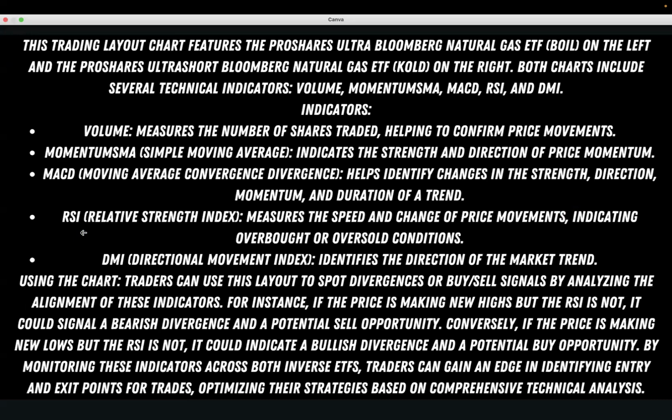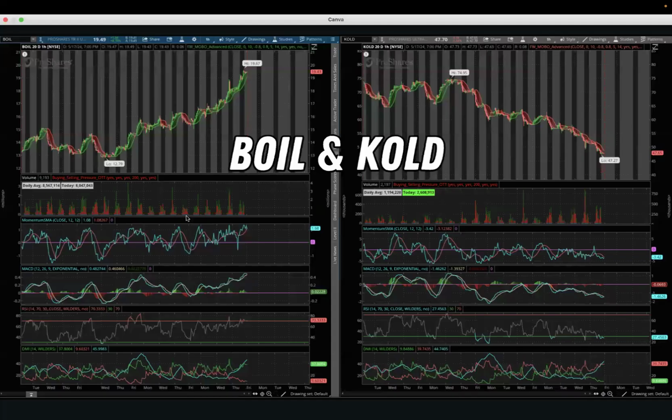You can use it to spot different divergences, as I mentioned, or buy, sell signals by analyzing the alignment of these indicators. We kind of broke down what bullish divergence is already, but we've got it written here for you guys to go back to in case you forget. If price is making new highs, but the RSI is not, it could signal a bearish divergence and a potential sell opportunity. Conversely, if price is making new lows, but the RSI is not, it could indicate a bullish divergence and a potential buy opportunity. By monitoring all of these different indicators across both inverse ETFs, traders can gain an edge in identifying entry and exit points for trades, optimizing their strategies based on comprehensive technical analysis.